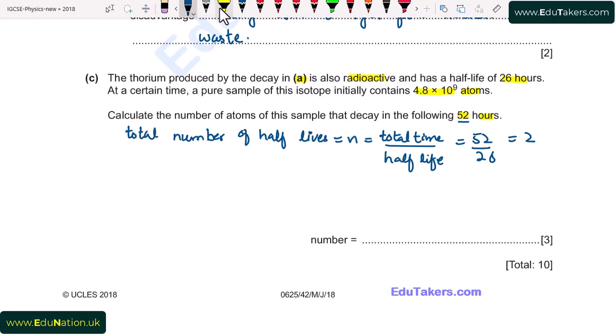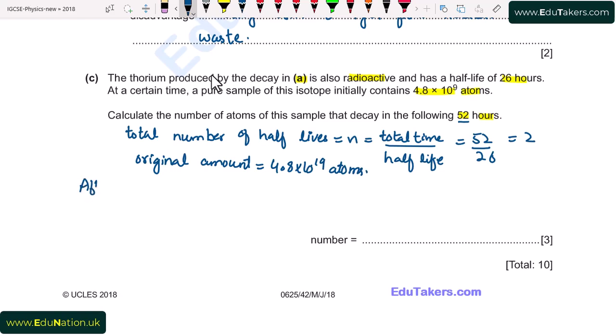So the initial amount is 4.8 into 10 to the power 9 atoms. When one half-life passes, half of these atoms will decay. When the next half-life passes, half of the remaining atoms also decay. So I write here original amount is equal to 4.8 into 10 to the power 9 atoms.